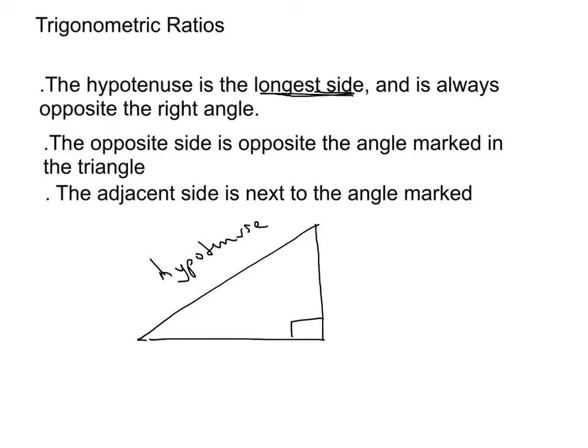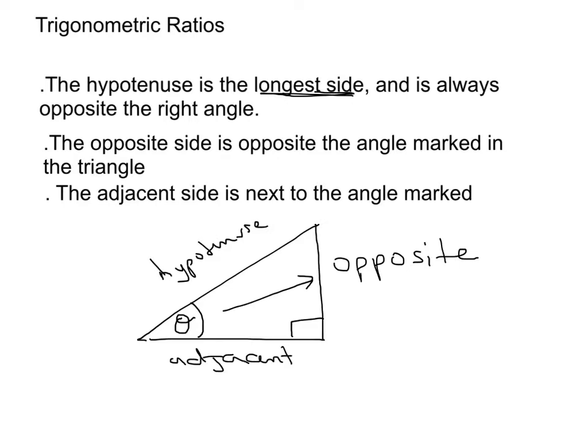Okay, and if I mark an angle, let's call this angle theta down here. The side opposite is over here, so the opposite side is there, and adjacent means right next to, so obviously this is the adjacent side. Okay, as I said, this should be a revision, but if you didn't know this, you can now make some notes or copy these down into your theory books.